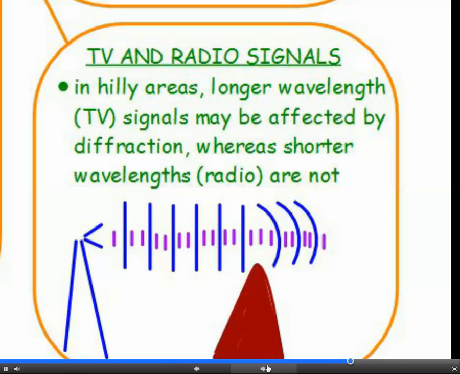Now, how are TV and radio signals affected by diffraction? Well, if you live in a hilly area, then the longer wavelength signals, that's the TV signals, may be affected by diffraction, whereas the shorter wavelengths, for example radio, are not.